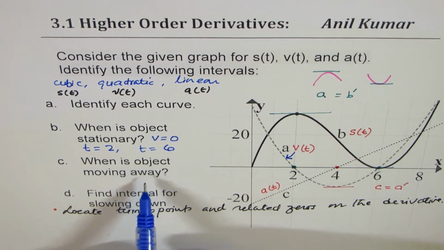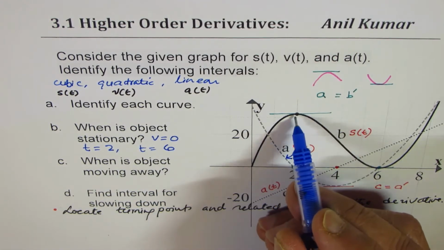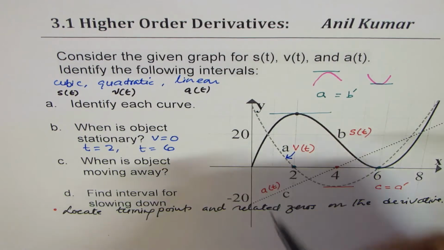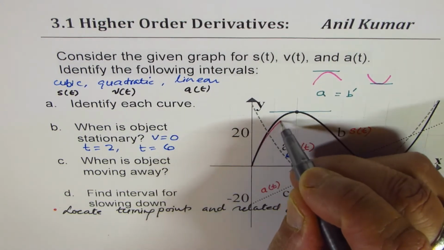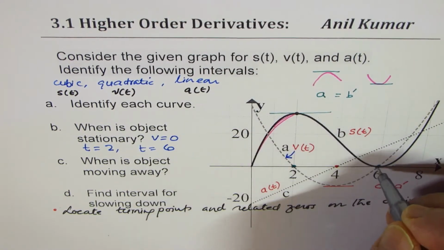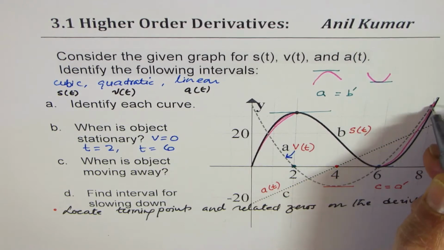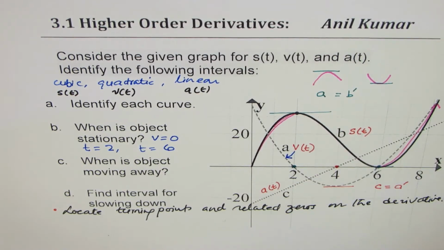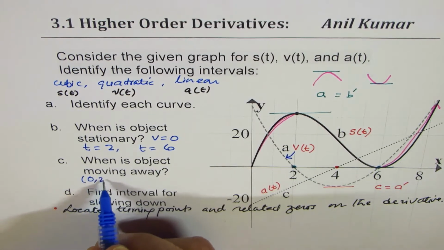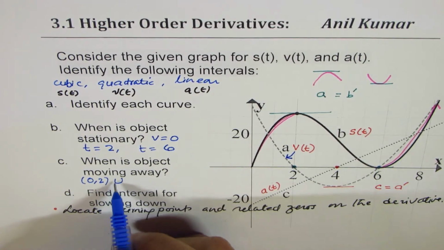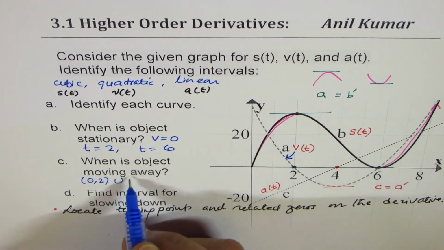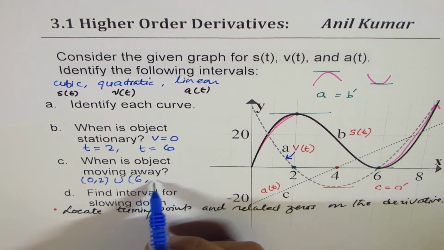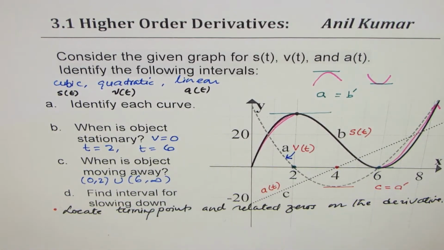So moving away means displacement is increasing, correct? So we observe that in this portion it is increasing, correct? And in this portion also it is increasing. And therefore, the answer for this is from 0 to 2, and you can write it as a union with after 6, right? After 6. Let's say 6 to infinity.